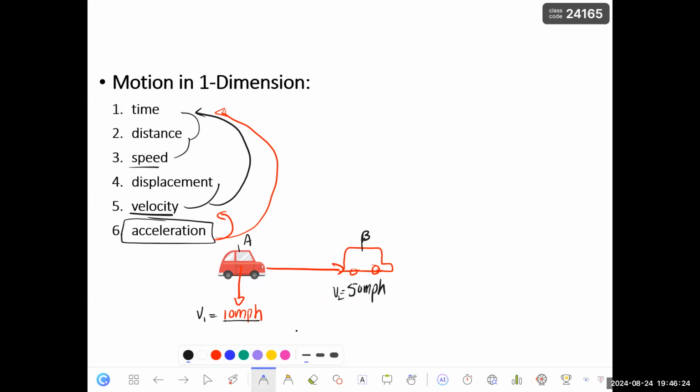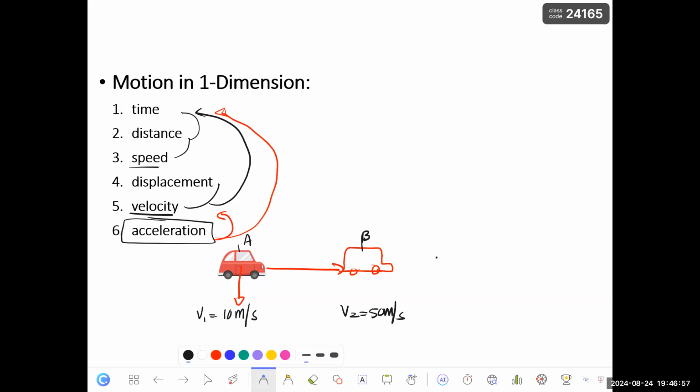Since we are not using miles per hour, we can use the standard unit. So maybe I can convert it. Just for assumption, I can make it meter per second, which makes sense. In the previous chapter, we learned about the SI system. And in the SI system, we always measure velocities, acceleration and displacement in meters. So I'm going to say it's 10 meter per second, and here the velocity is 50 meter per second. In this example, simple as that.